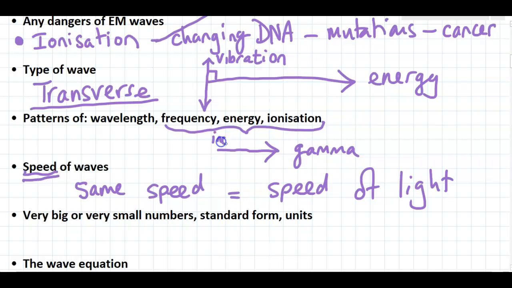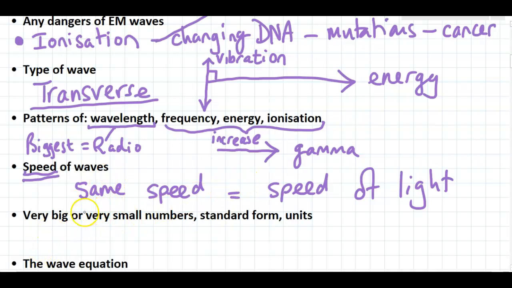Okay, so as you go along the electromagnetic spectrum towards gamma rays, the frequency gets bigger, the amount of energy gets bigger, and the ionization potential gets bigger. Okay, the wavelength is the odd one out, if you like, because remember, a big wavelength means a small frequency. So the biggest wavelengths are at the radio waves end, and the smallest wavelengths are at the gamma ray end.